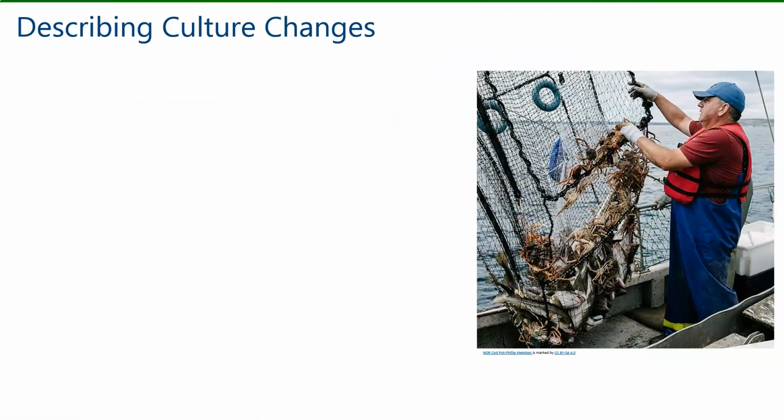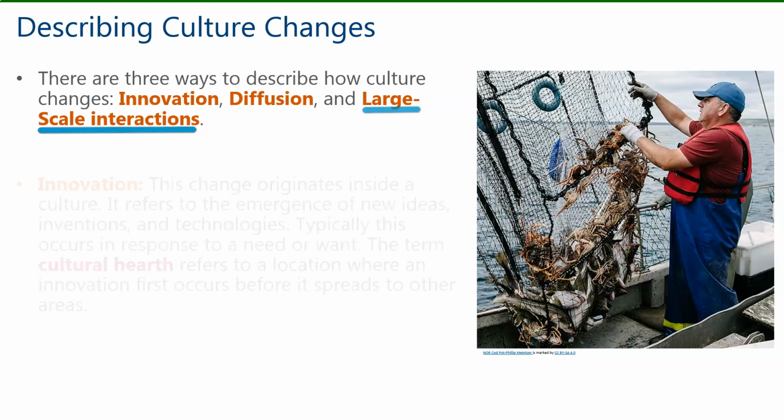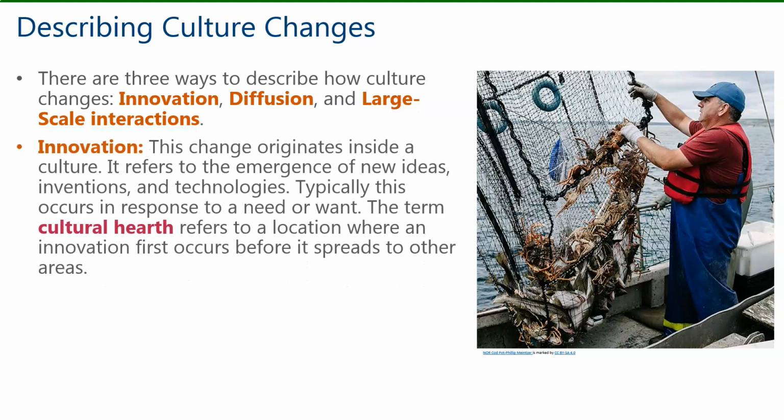Before we get any further into talking about culture change, we need to develop a vocabulary on how to describe culture changes. There are three ways to describe how culture changes: innovation, diffusion, and large-scale interactions. The first is innovation. This is change that originates inside of a culture. It refers to the emergence of new ideas, inventions, and technologies. Typically, this occurs in response to a need or a want, and the term cultural hearth refers to a location where an innovation first occurs before it spreads to other areas.